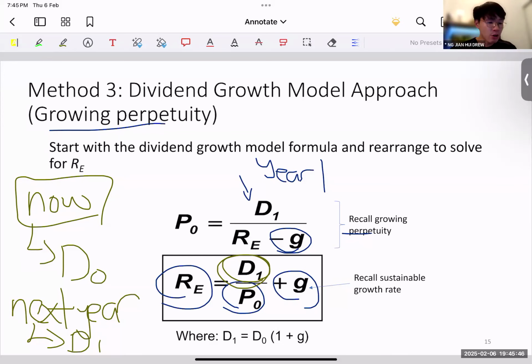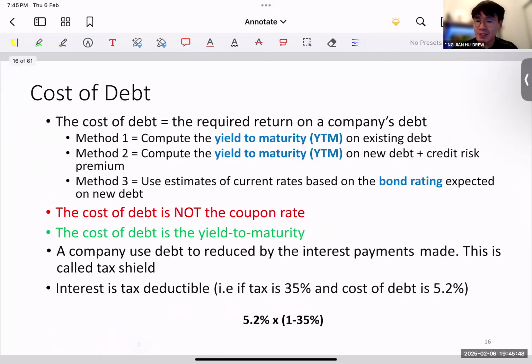So I hope this is not new, right? Is this cost of equity new for any of you? Especially the CAPM, I think it's not new, right? Okay, that's good. That's good.